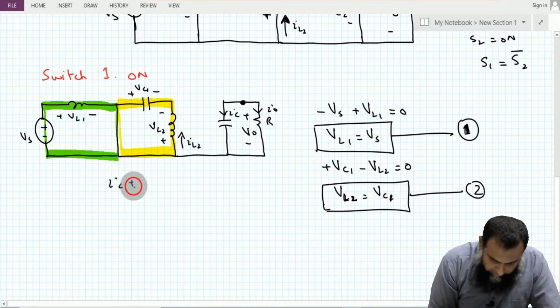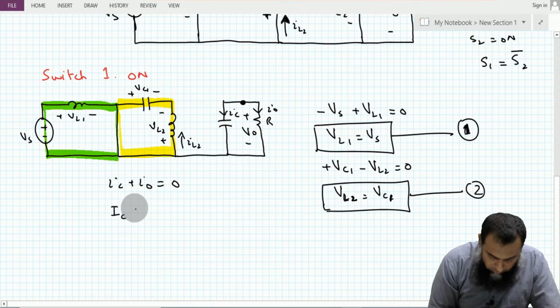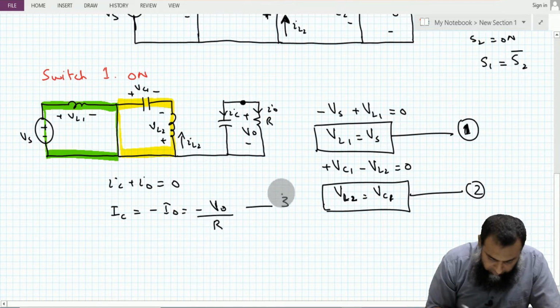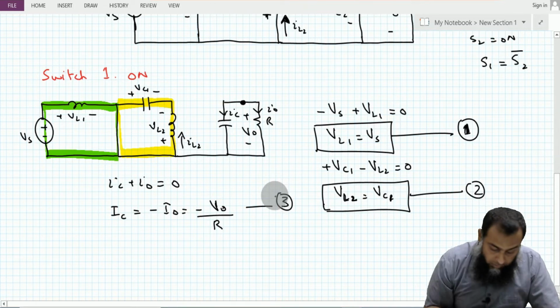IC plus I0 is equal to 0. So IC, if I apply this small ripple approximation, that is equal to minus I0, and that is equal to minus V0 over R, and this is my equation number 3 for this switch on condition.